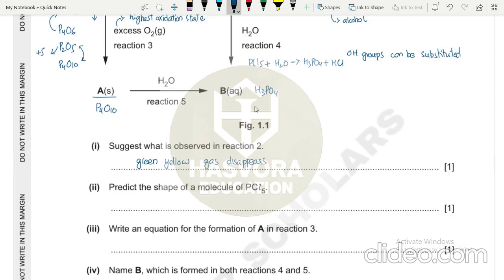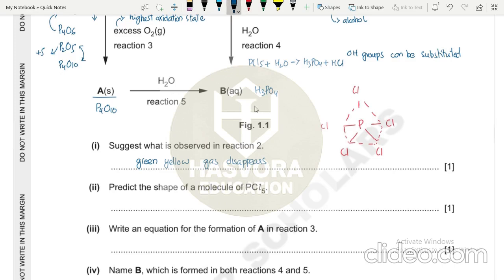Then they have written: predict the shape of the molecule of PCl5. So PCl5 has a structure like this. It has 5 valence electrons and this will form 5 bonds. So if you see, it is forming a pyramid structure, one on the top and one on the bottom. So it forms a pyramid structure, that is why it is called trigonal bipyramidal.